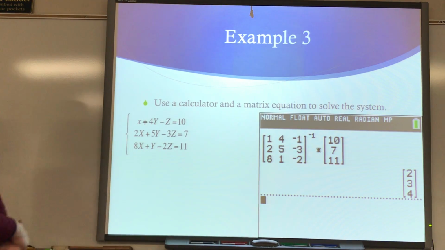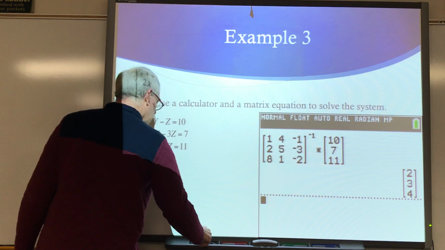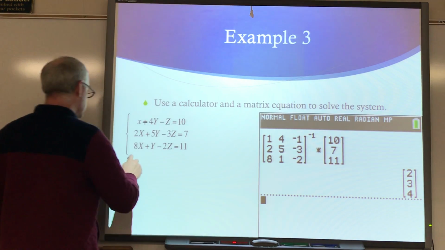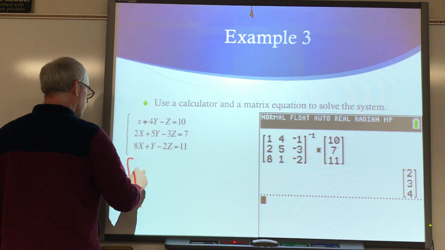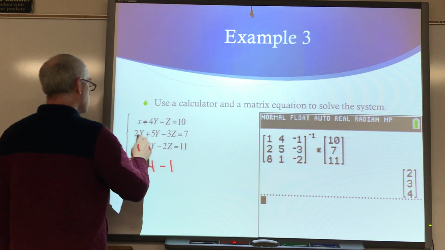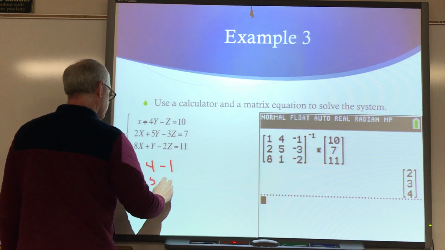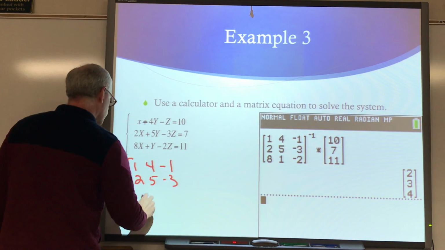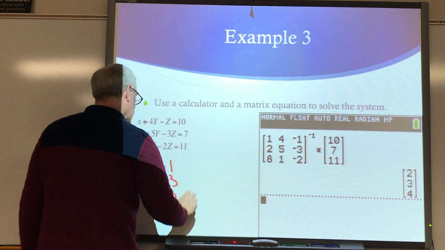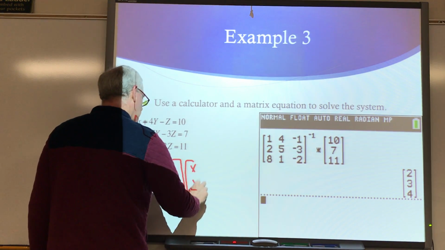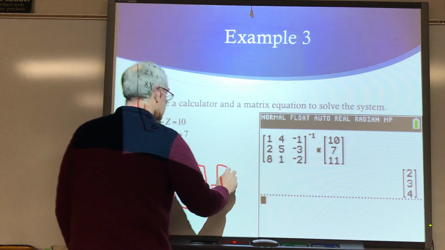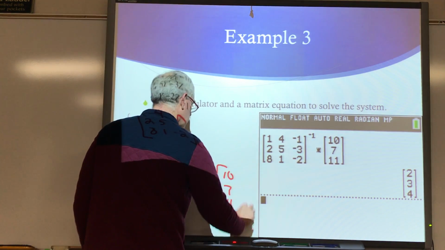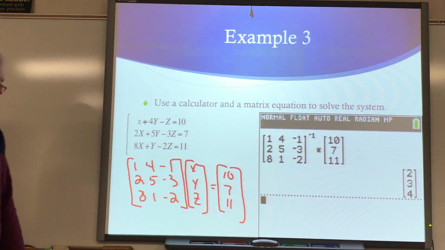So how about here? Use a calculator and a matrix equation to solve the system. Okay, so the matrix equation here, you guys, is basically this. You've got the coefficients 1, 4, negative 1, 2, 5, negative 3, 8, 1, negative 2, times some x, y, z is supposed to be these constants over here, 10, 7, 11. So that's the matrix equation that we're trying to solve here, you guys.